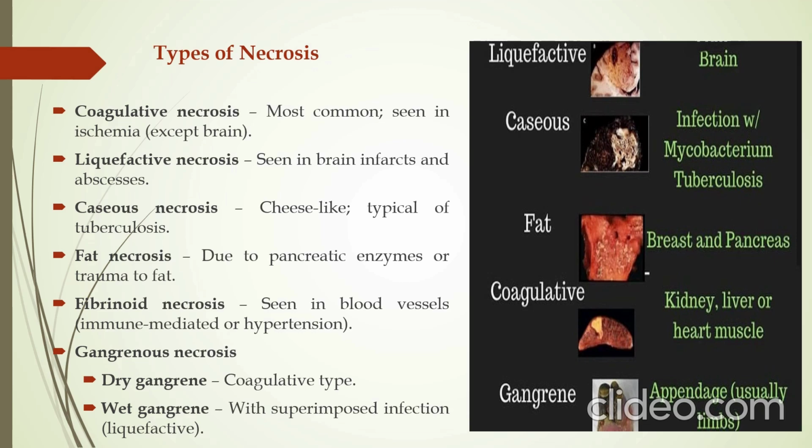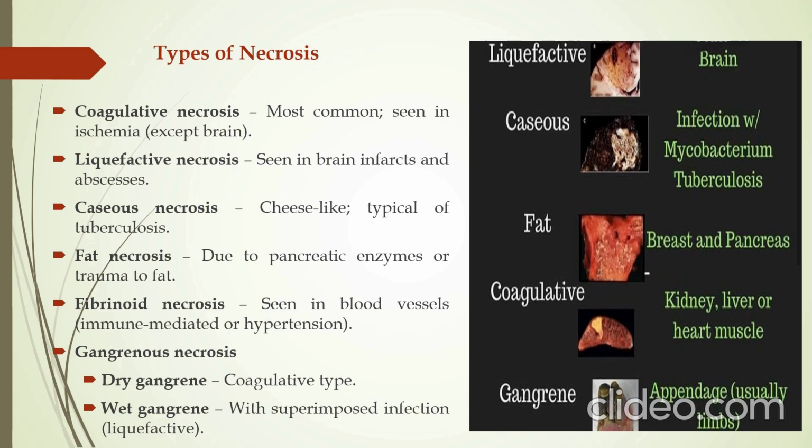Liquefactive necrosis occurs in brain infarcts and bacterial abscesses, where tissue becomes soft and liquid due to enzymatic digestion. Caseous necrosis is seen in tuberculosis, with a soft cheese-like appearance due to a mix of coagulative and liquefactive changes. Fat necrosis results from pancreatic enzyme action or trauma to fat, producing chalky white deposits due to fat saponification.